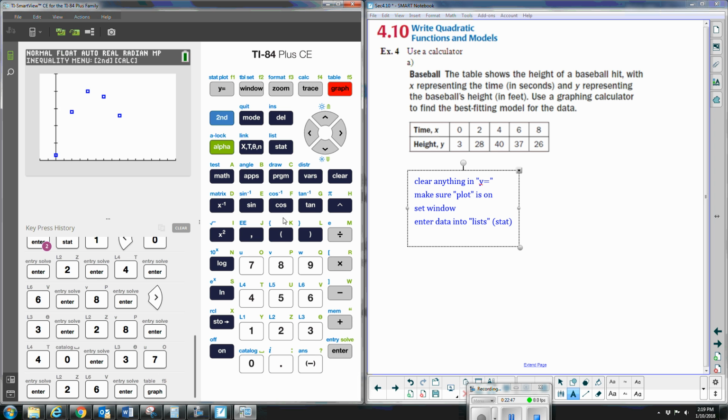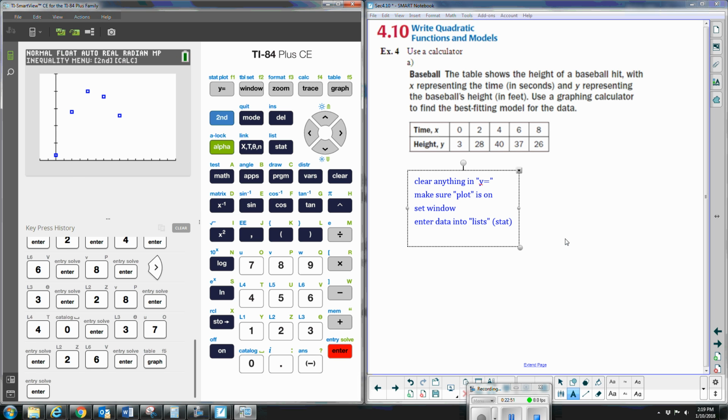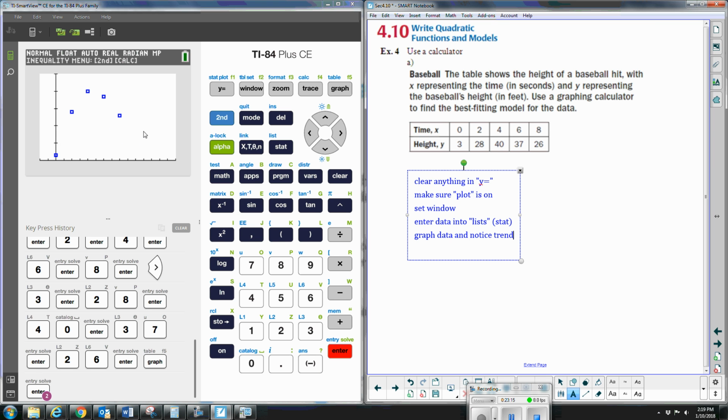Okay, and then we're going to graph those. If you notice the trend, it looks like a parabola. And now if I want to do a best fitting graph or a best fitting model, I'm going to expect to see a quadratic function because I know that a quadratic function outputs a parabola. So in order to do that, we're going to use regression.